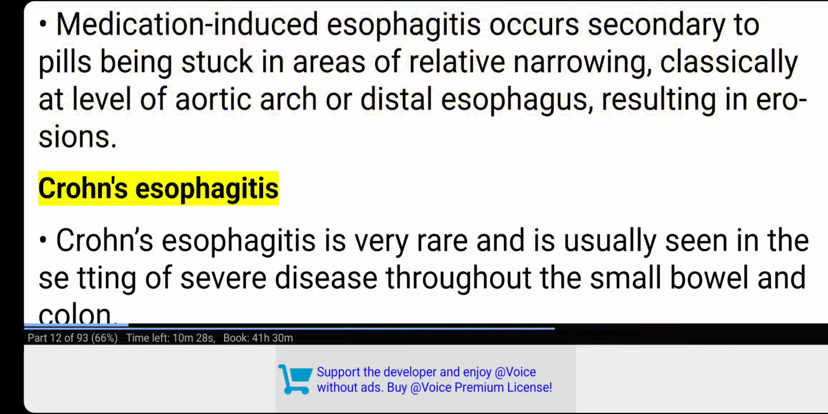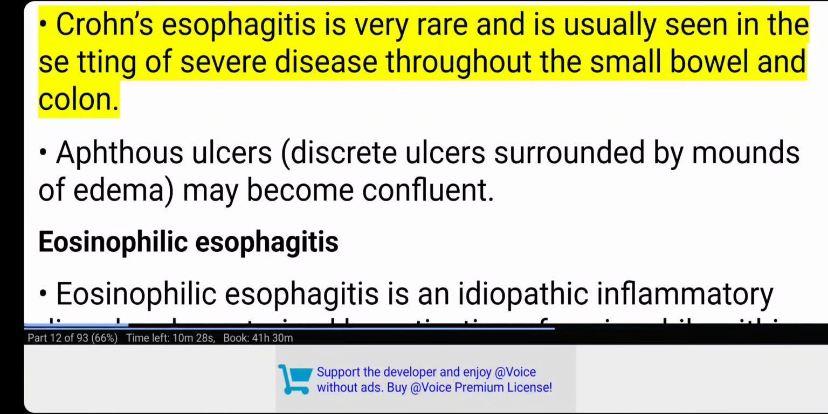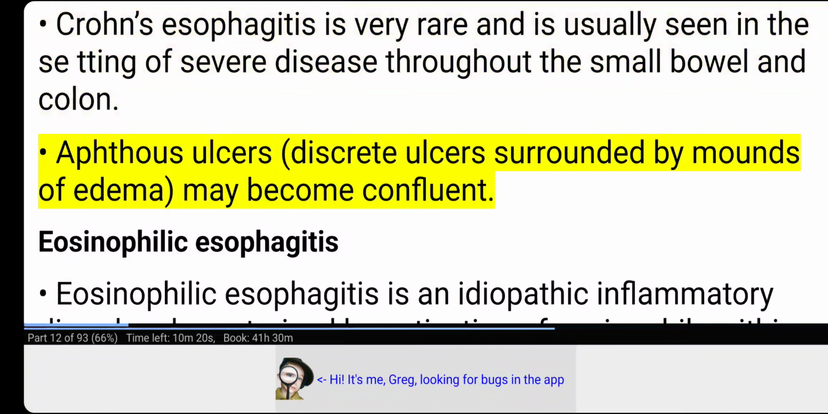Crohn's esophagitis. Crohn's esophagitis is very rare and is usually seen in the setting of severe disease throughout the small bowel and colon. Aphthous ulcers, discrete ulcers surrounded by mounds of edema, may become confluent.